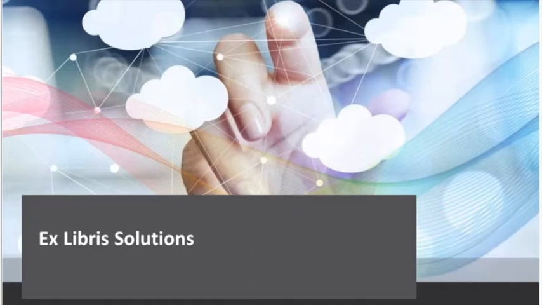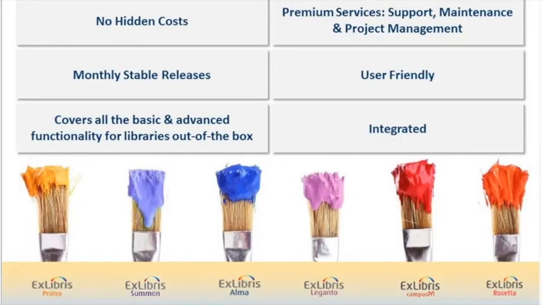Let me talk now a little bit about our solutions. And I'm sure that many of you will know about many of our solutions. I mentioned them very quickly earlier. You see them here: Primo, Summon for discovery, Alma for library services, Leganto as a reading resource list solution, Campus M as a mobile campus solution, and Rosetta for long-term preservation. And really, some of the things that are common throughout our solution suite.